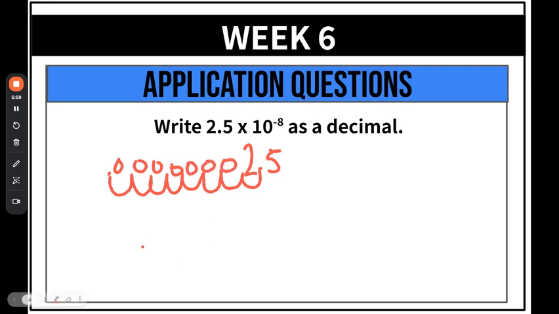So let's write this a little neater. We've got, looks like, 7 zeros here. 1, 2, 3, 4, 5, 6, 7, 2, 5.